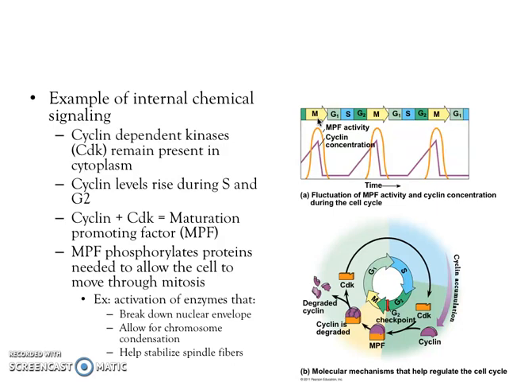So it's going to be phosphorylating proteins involved in things like the breakdown of nuclear envelopes, allowing the chromosomes to condense, and stabilizing the spindle fibers. In other words, all of those things that have to happen in mitosis, not all of them, but a lot of them, are going to depend on the presence of MPF. So if your cyclin level hasn't risen sufficiently during S and G2, then you're not going to be able to progress into M, into mitosis. And then during mitosis, the cyclins get degraded, and that's going to prevent a cell from just continuing with dividing.